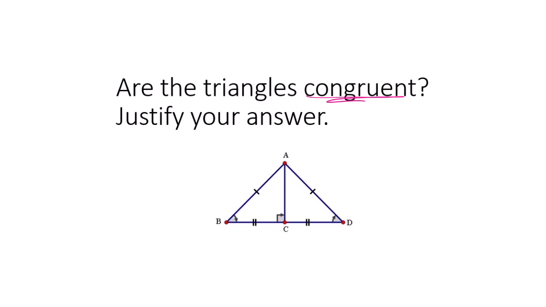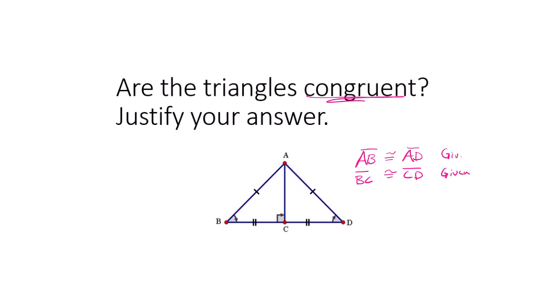So here we're given side AB and AD are congruent, right? So side AB is congruent with side AD. Okay, that's given, right? And then we're also given that BC and CD are congruent. So BC is congruent with CD, right?